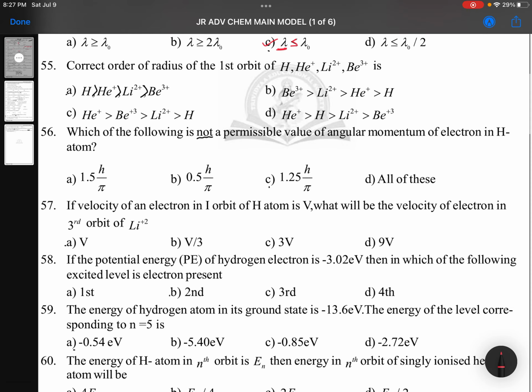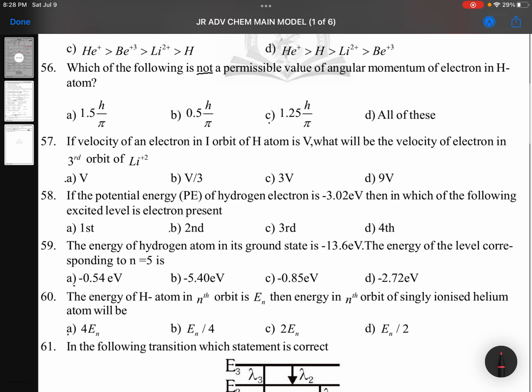Correct order of radius of the first orbit of hydrogen, helium plus, lithium plus 2, beryllium plus 3. Radius is equal to 0.53 into n square by z. So radius is inversely proportional to z. All are of first orbit only, so it is related to only z, inversely proportional. This is the right option.